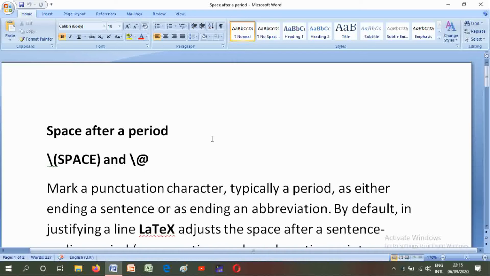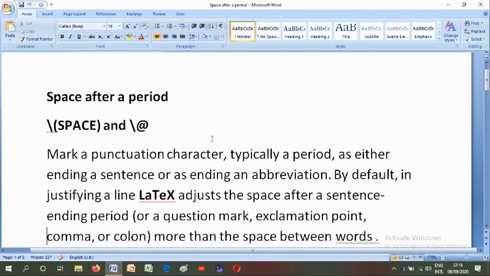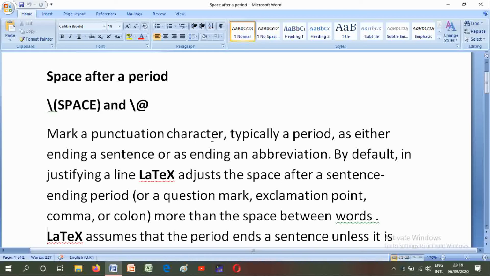Space after a period: \ (backslash space) and \@. Mark a punctuation character, typically a period, as either ending a sentence or ending an abbreviation. By default, in justifying a line, LaTeX adjusts the space after a sentence-ending period, question mark, exclamation point, comma or colon to be more than the space between words.